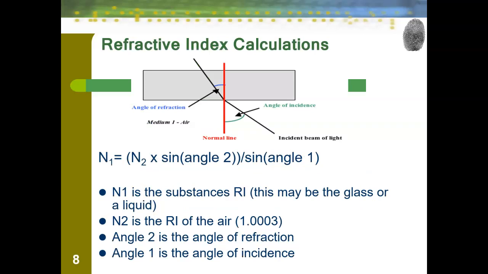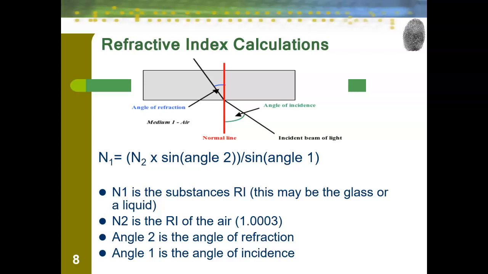Now, as far as our calculations are concerned, in order to calculate the refractive index, the formula is N1, in which N1 is the substance's refractive index. We can calculate the refractive index for a glass or a liquid, and this is what we're trying to solve for. N2 is the refractive index of the air, which we do have to take into account, and the refractive index of air is 1.0003, so that's essentially a constant for us. Technically, that number can change, but for our purposes, it's a constant.